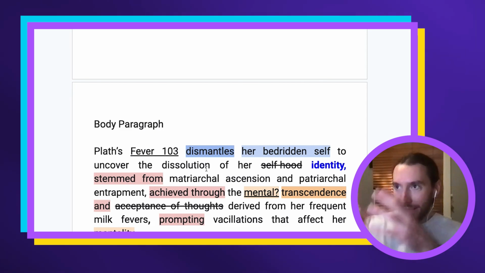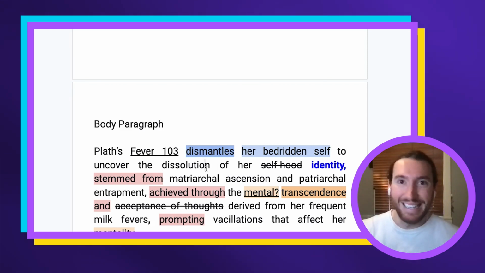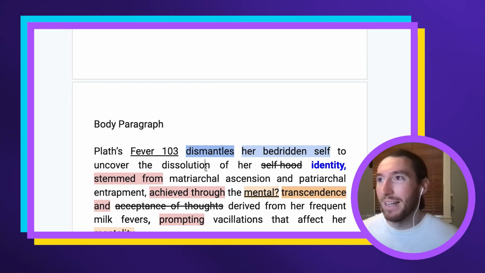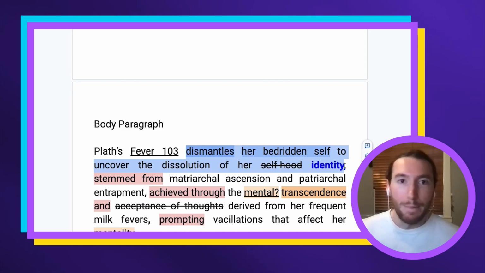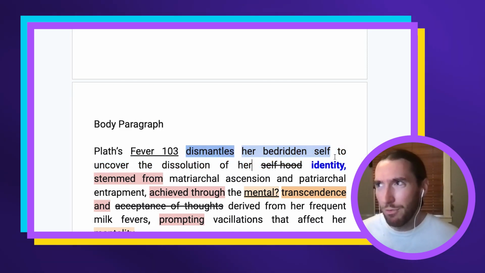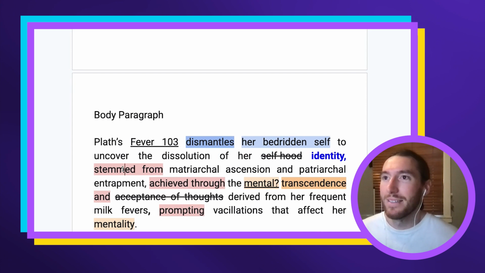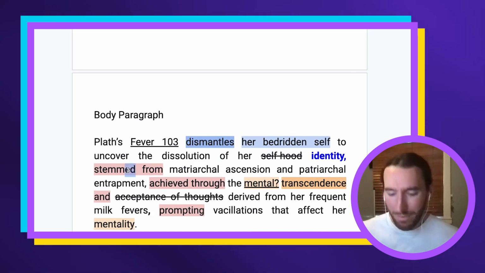I mean, I just have to take some of this as it is without going too much into the concepts, because I want to stick with the concepts that have been provided here by the students and just focus more on the actual write-in. But the concept there is a little bit murky to me. She's dismantling her bedridden self to uncover the dissolution of her identity. It almost sounds a bit repetitive. Dismantling herself to uncover the dismantling of herself. Just be careful there. Make sure the point is nice and clear in the topic sentence. Stemmed from, I mean, I guess that would have to be stem in from.